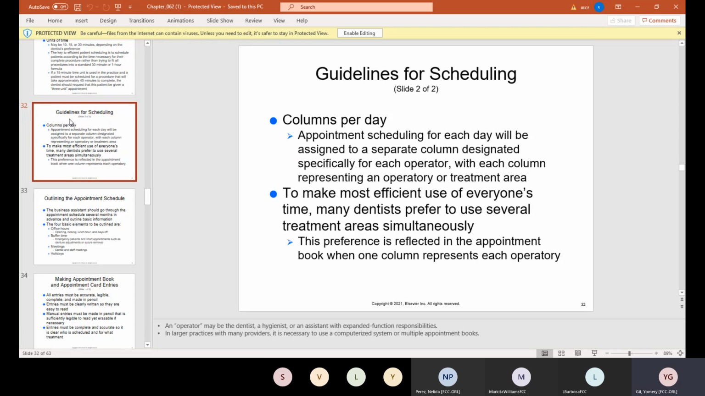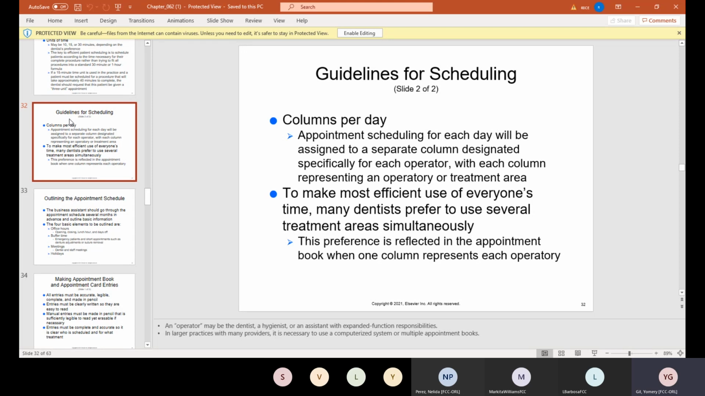Okay, columns per day. Like I was saying before, my doctor used to have 5 columns on his day. The appointment scheduling for each day will be assigned to a separate column designated specifically for each operator, with each column representing an operatory or treatment area. So where I worked, each doctor had a different color. So let's say one was blue, one was green, one was pink, one was yellow, etc. They would all have their schedules differently. So when you would click the F1, F2, F3 buttons, that would turn to each different doctor's schedule.